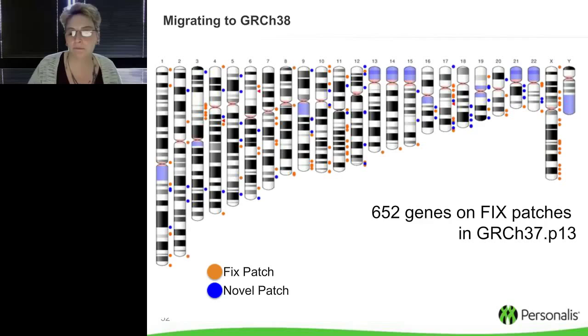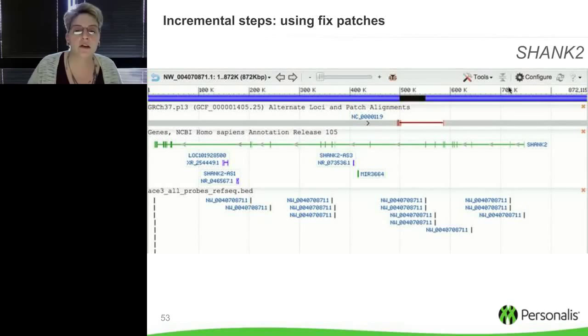And so the approach that we take is as follows. What I show here, this blue line represents a fixed patch at the SHANK2 locus. So SHANK2 is a medically important gene thought to be associated with autism. And again, I show you another alignment track. So we see this is the alignment to chromosome 11 where the SHANK2 gene is. And we can see for the most part, this is a very good alignment. There are no mismatches. But what we do see here is this one little poor region.